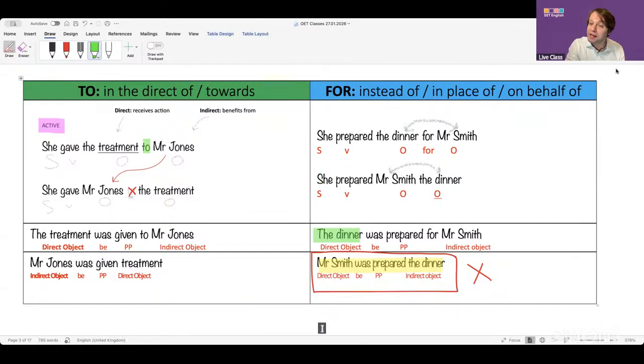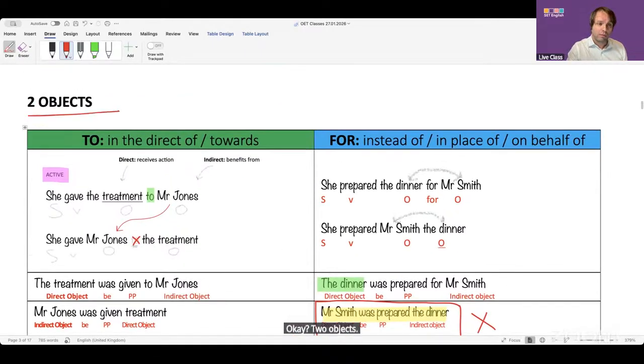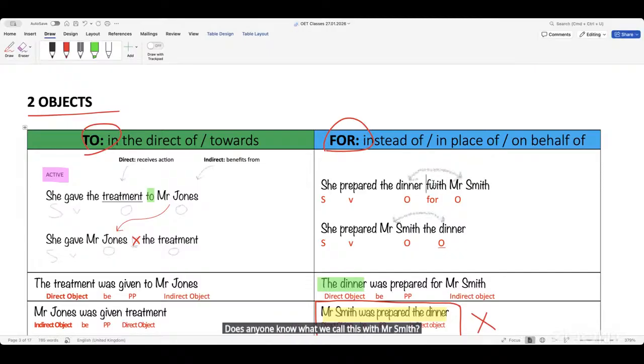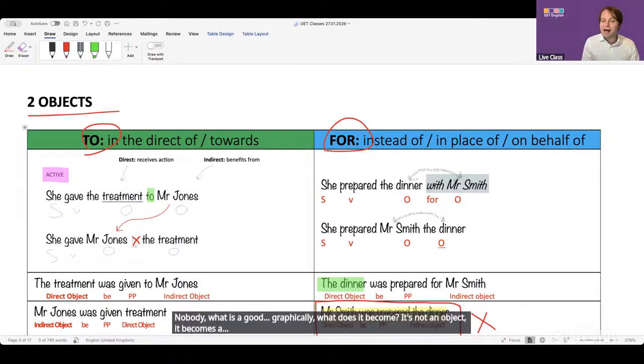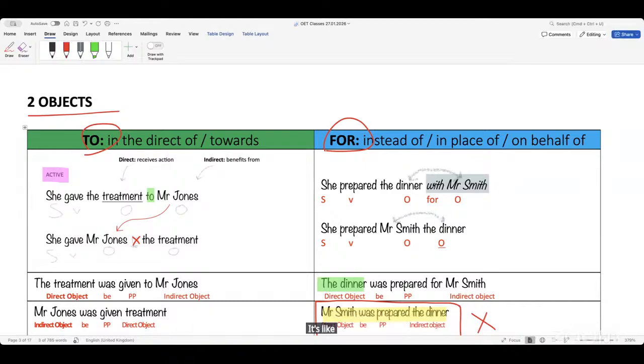I want to write some sentences today, but I want you to understand what's happening. Two objects. Sometimes sentences have two objects. Only with to or for. Only those prepositions. If I use with, does anyone know what we call Mr. Smith then? Together with she, Mr. Smith is part of the subject. Grammatically it's not an object. It becomes a noun phrase.